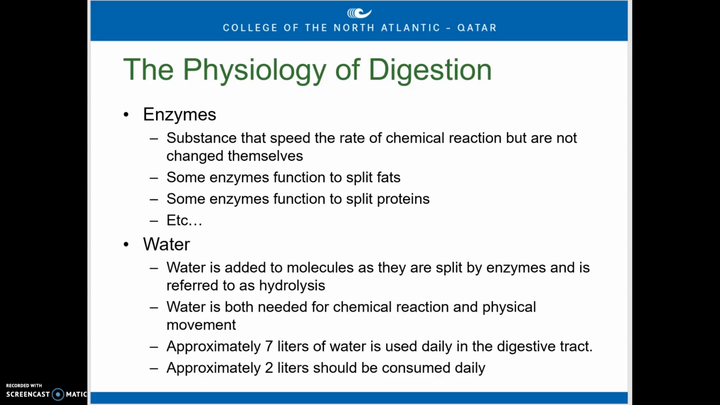So we have enzymes in our digestive system that help split fats, that help break down proteins, that help break down carbohydrates, that help break down nucleic acids, and so on and so forth. So a lot of our chemical digestion is going to depend on enzymes and where they're located and what they do when our food arrives to meet them. We should also keep in mind how important water is in these processes.